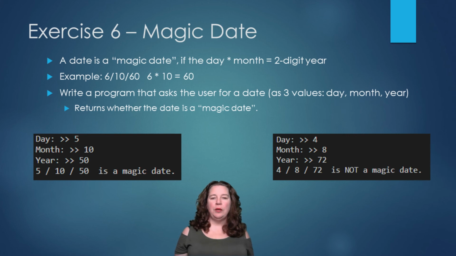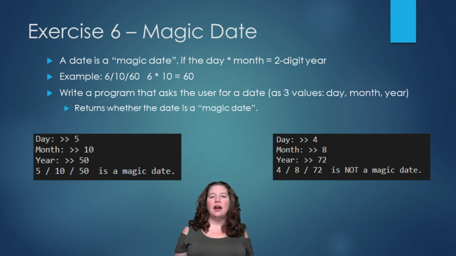It's kind of hokey, but the example of a magic date is where you can take the day and the month, multiply them together, and get the 2-digit year. So in this case, 6/10/1960 is going to get you a magic date, because 6 times 10 is 60, and 60, 1960, 2060, however we want to do that.